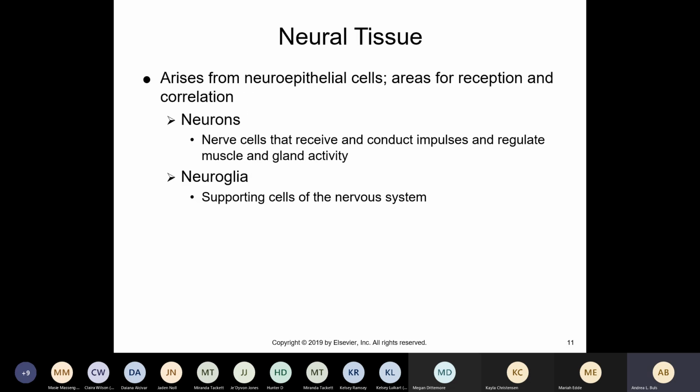Neural tissue arises from neuroepithelial cells. There are areas for reception and correlation of messages from our nerves. So we've got neurons, which you guys are learning about in anesthesia. The nerve cells that receive and conduct impulses and regulate the muscle and gland activity. So our glands are controlled by our nerves. There are neuroglial cells, which are supportive cells of that nervous system.